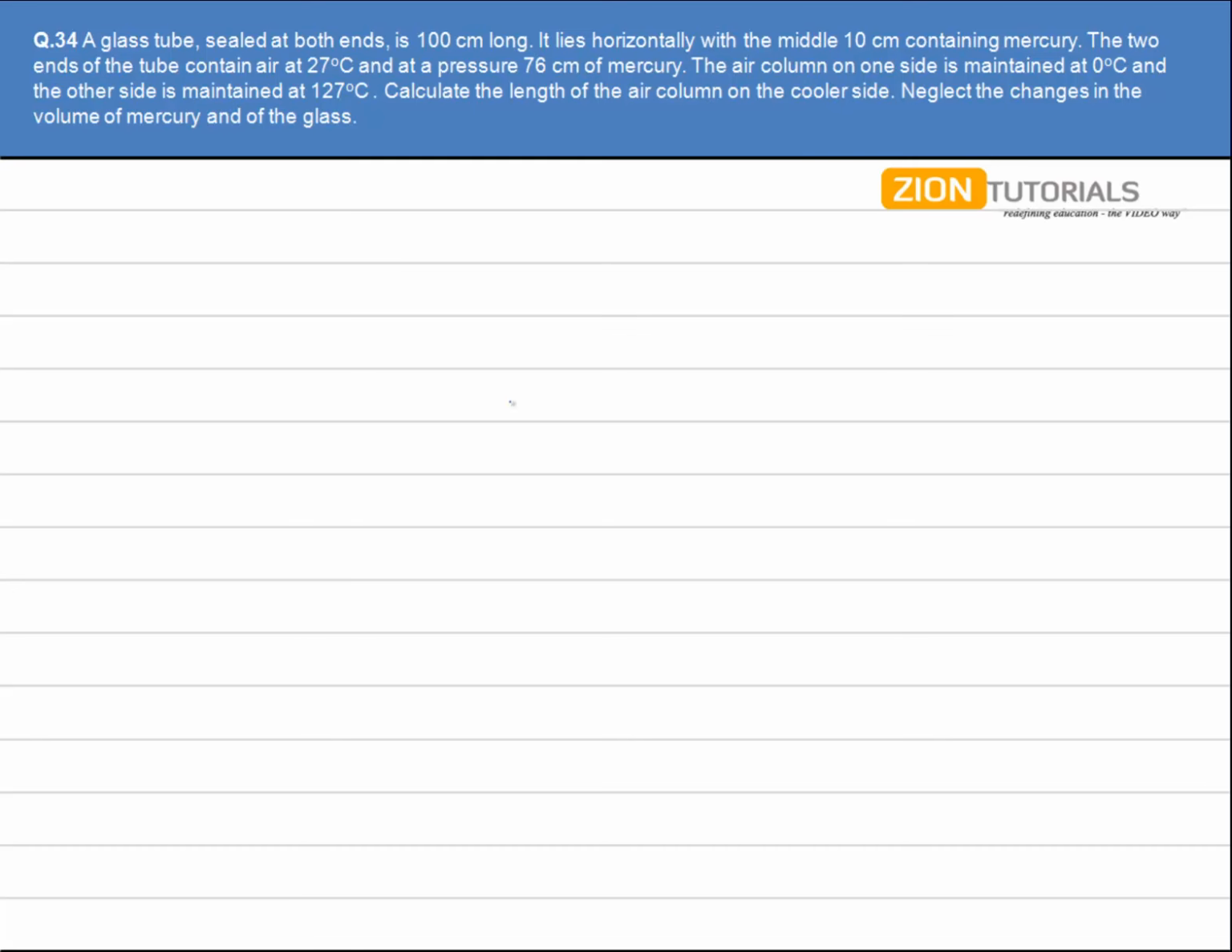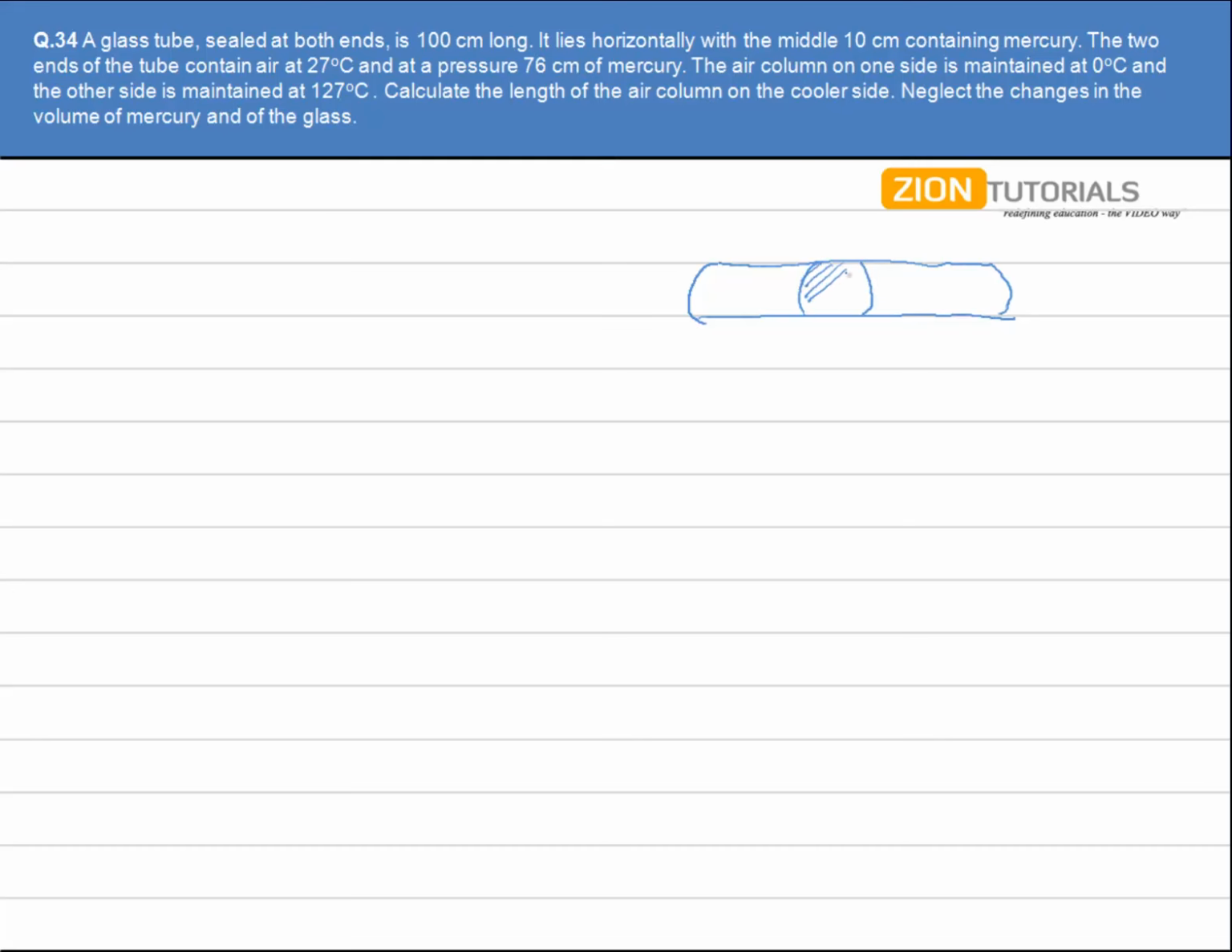The question says a glass tube sealed at both the ends is 100 centimeter long. It lies horizontally with the middle 10 centimeter containing mercury. Now let us first of all draw the diagram. What it is saying is that this is basically a glass tube, somewhat like this probably, and it contains mercury at the center 10 centimeter, right?